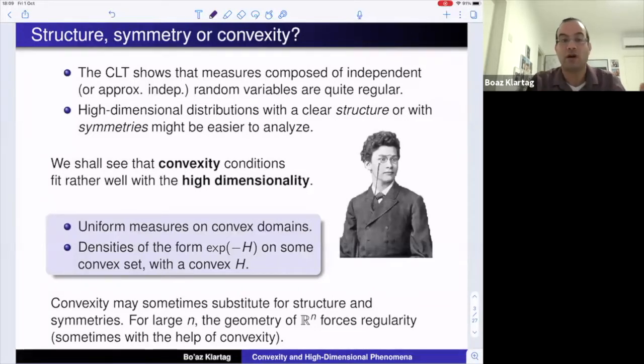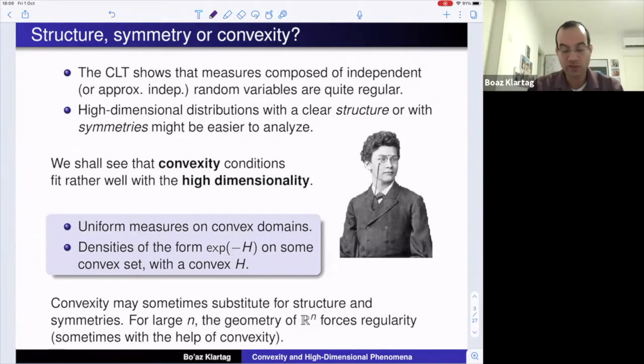So structure and symmetry are properties of a distribution that help you analyze it and help you show some regularity. What we will try to argue in this lecture is that in some cases you can replace structure and symmetry by convexity. And we should see that convexity conditions fit rather well with high dimensionality.